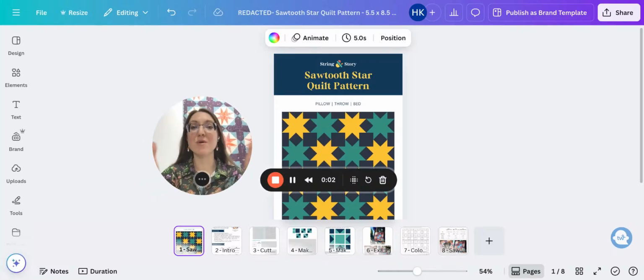Quilt patterns are one of our most important tools as quilt makers, and they include so much information, incredible geometry, and lots of directions for us to know how to take that picture on the front cover and turn it into a real quilt. My name is Holly, a Knight of String and Story, and it's my job to guide you to quilt with confidence. And today I want to talk about how to read quilt patterns.